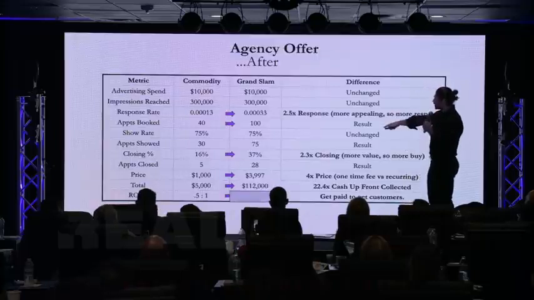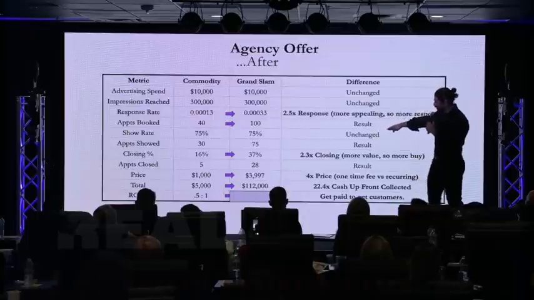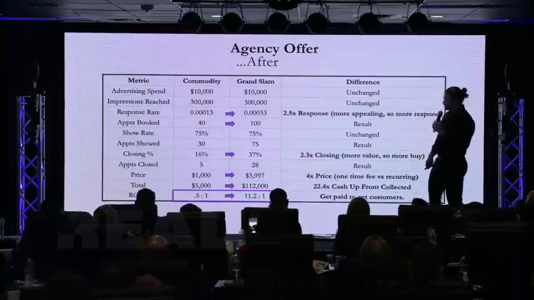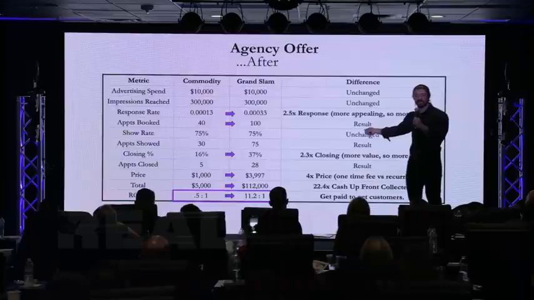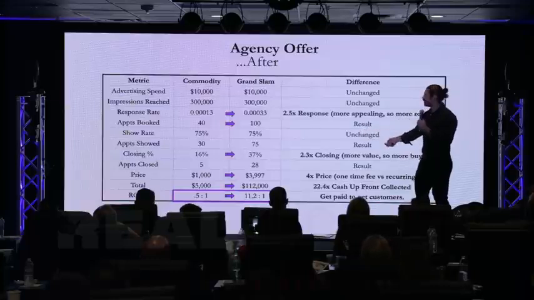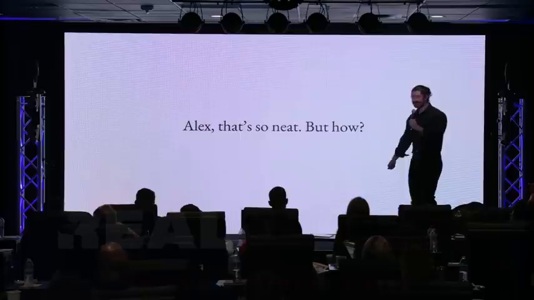And so the difference was making $5,000 up front off your $10,000 of ad spend to $112,000 up front, and 11.2 to 1 return before the back end kicked in. Is everyone getting this? Like, this stuff happens now. Okay. So, you might think, that's so neat, but how?